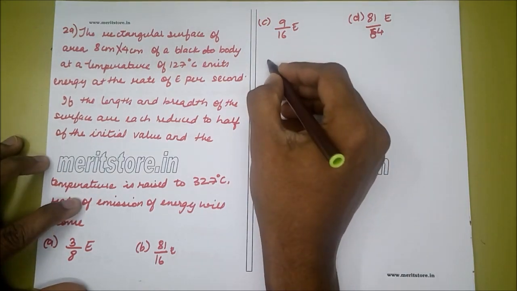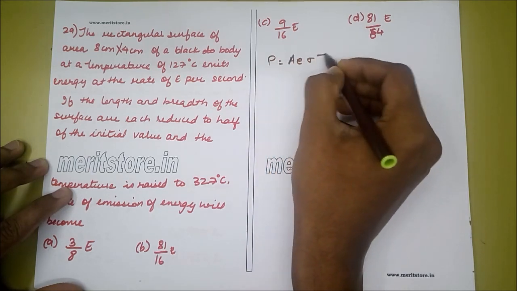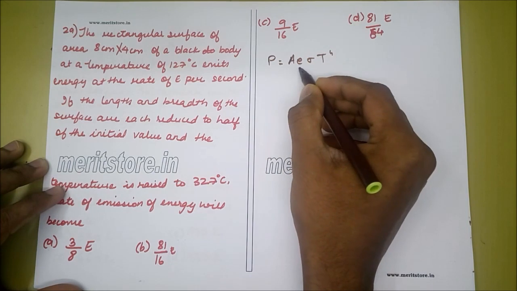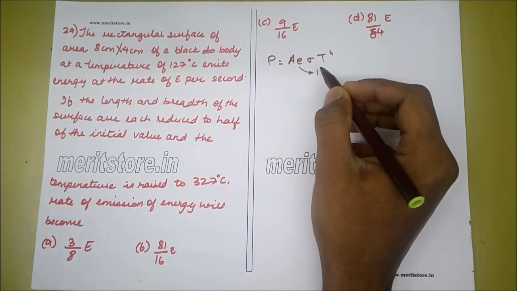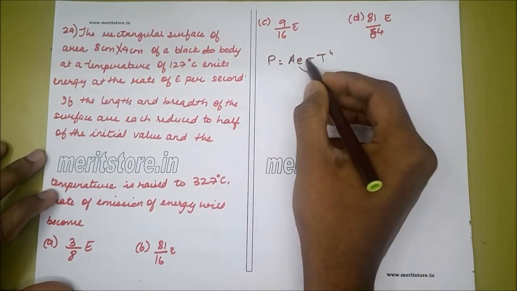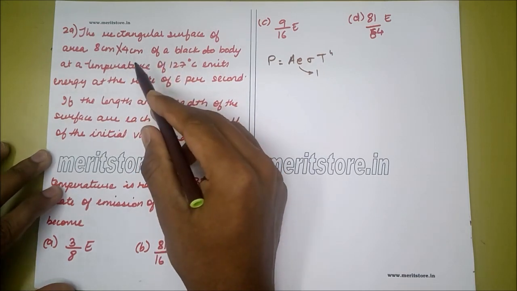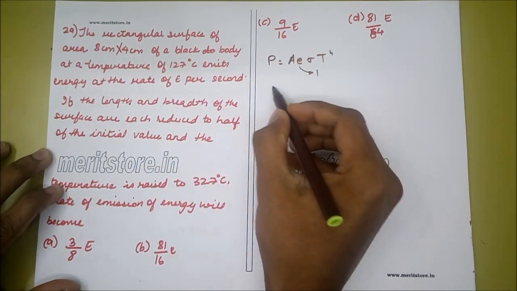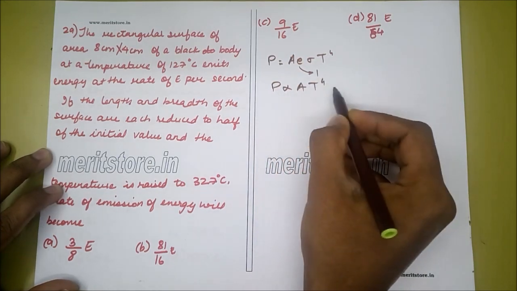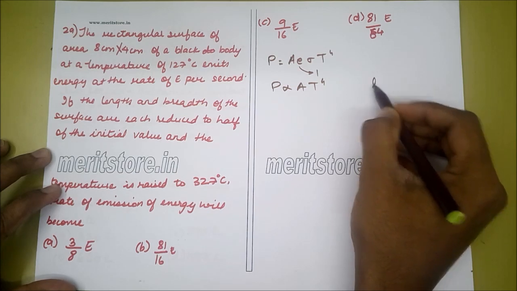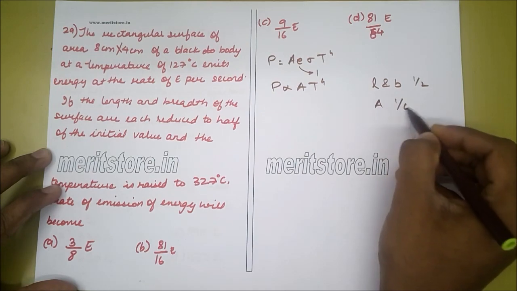Now the emissive power is given as A E sigma T raised to 4, but since it's a black body, E is 1, sigma is the Stefan's constant, and since the objects or plates are the same in both the cases, sigma will be the same. So P is basically proportional to A into T raised to 4. Now as the length and breadth both are half, the area would become 1/4.